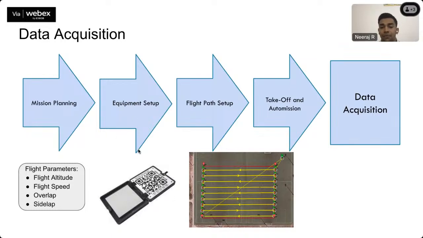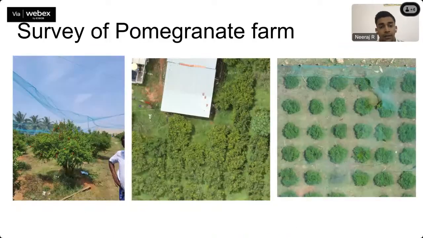So when it comes to equipment setup, with RGB, there's not much of equipment setup, but when it comes to multispectral cameras, you will definitely have to calibrate it before flight and probably calibrate it again after flight, right? So there's this calibration process that is required. That is mostly part of the equipment setup, and then the flight path is generated by the mission plan, and then takeoff and automation. That is how you capture the data, right?